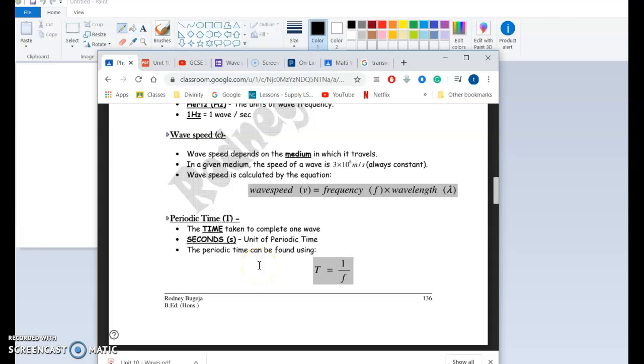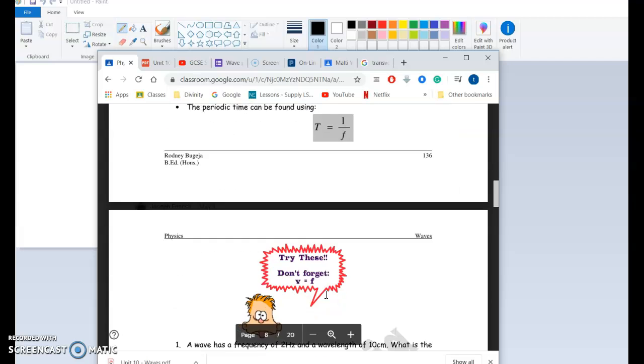Now, periodic time is the time taken to complete one wave. It's measured in seconds, and it's calculated using the following formula: time equals 1 over frequency.